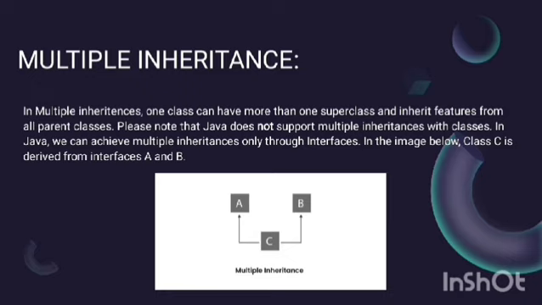In Java, three words are repeatedly seen. First, class, second, superclass, third, subclass. What is a class? Class is a group of objects that have common properties. It is a template or blueprint from which objects are created. Second, subclass or child class. A subclass or child class is a class that inherits another class.